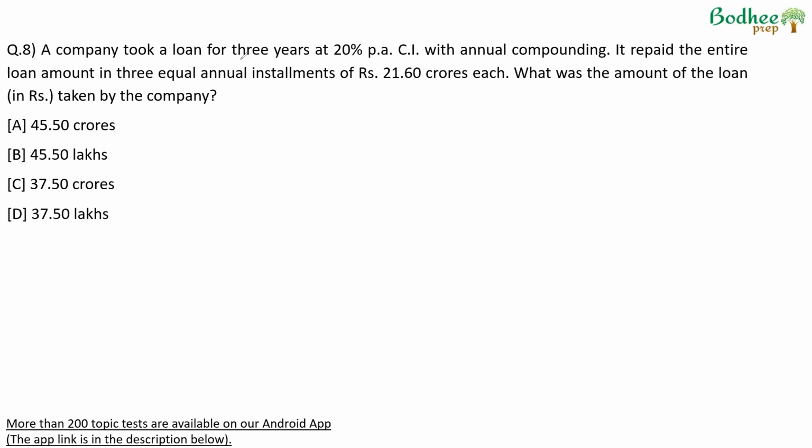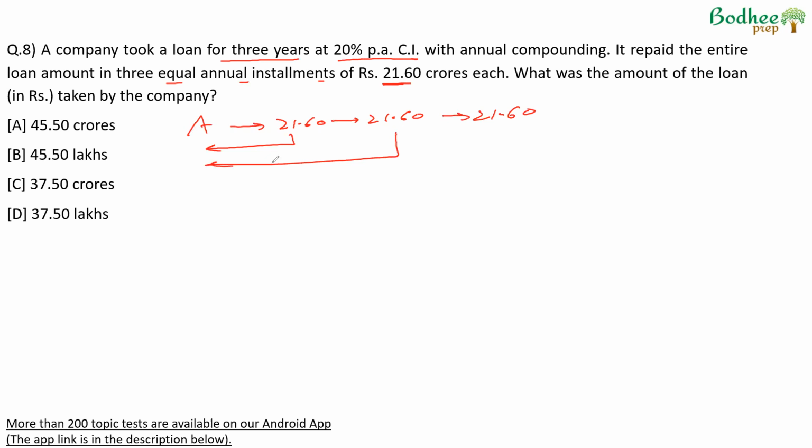A company took a loan for 3 years at 20% CI with annual compounding. It repaid the entire loan amount in three equal installments of 21.60 crores each. What was the amount of the loan taken? Suppose A amount was taken initially, and then 21.6 crore was paid after each year for 3 years, right? Now, what we can do is take the value of each of these sums of money at the start of the time and equate to A.